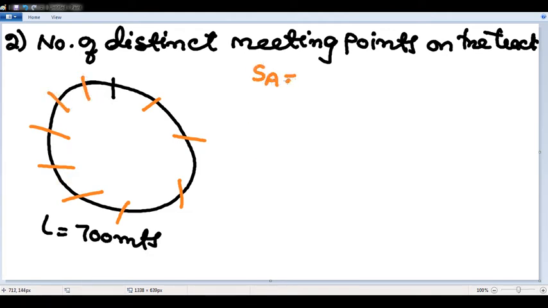The speed of A is 20 meters per second, and the speed of B is 50 meters per second.